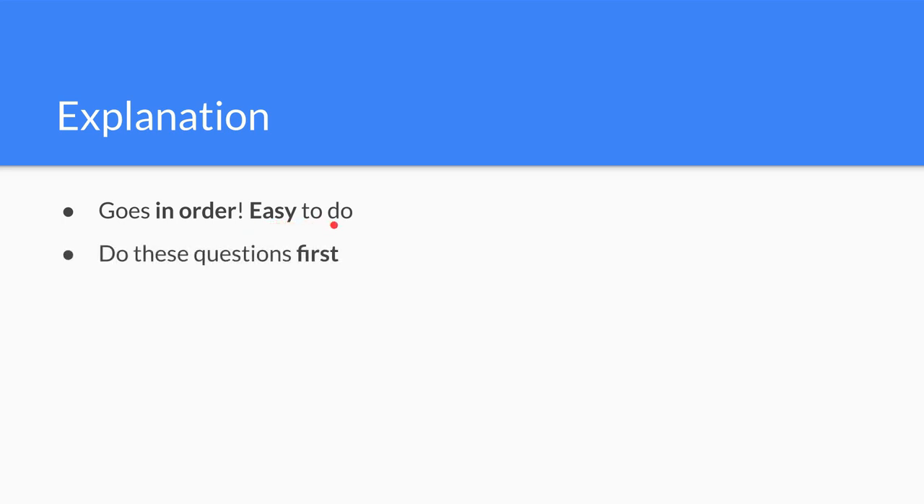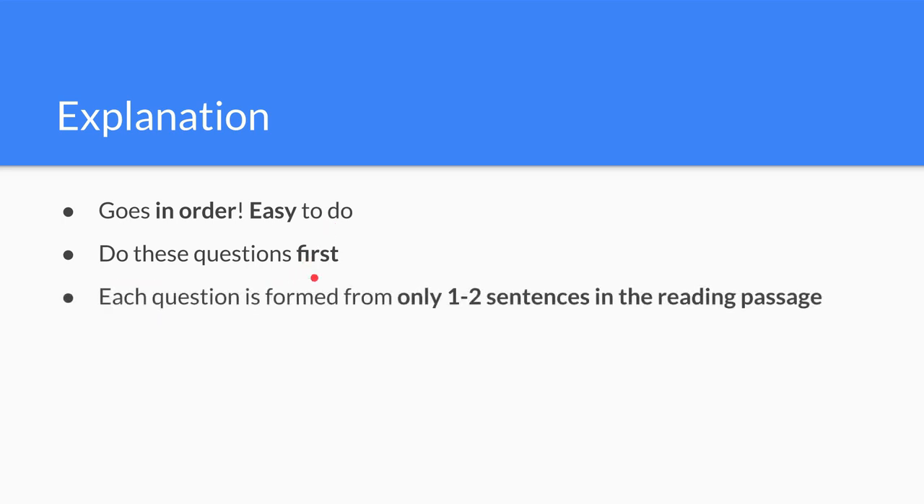Here's a bit of explanation about this question type. These questions always go in order, you already know that now, and that they are easy to do. So naturally, if you see these questions, then you should do them first. Now, just like most of our question types, this question type is also formed from only 1 to 2 sentences in the reading passage. That means that the correct answer is going to be found in just 1 or maybe 2 sentences in the reading passage. So you don't have to read a bunch of stuff to find the correct answer. You only have to find the right 1 to 2 sentences.